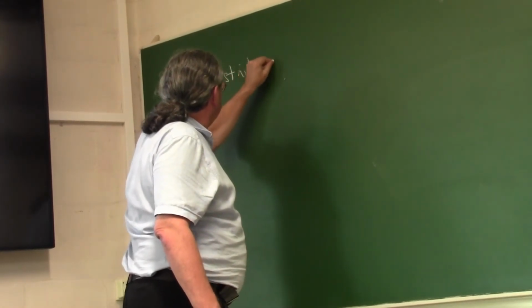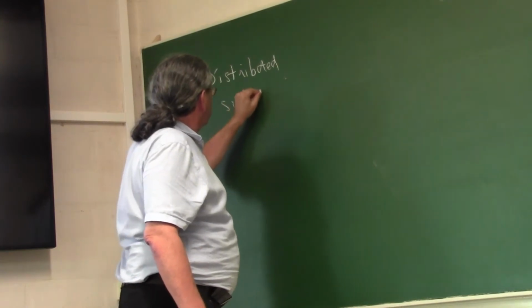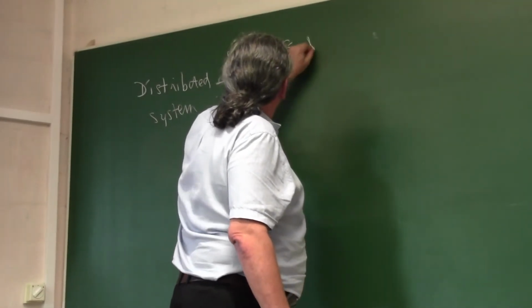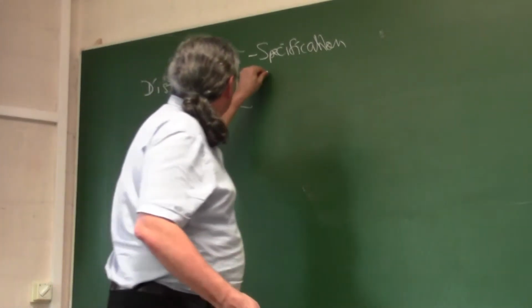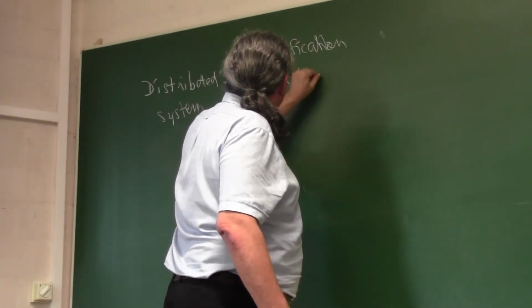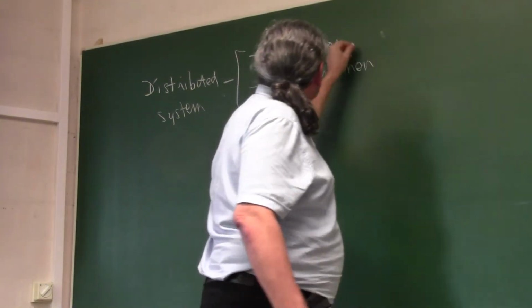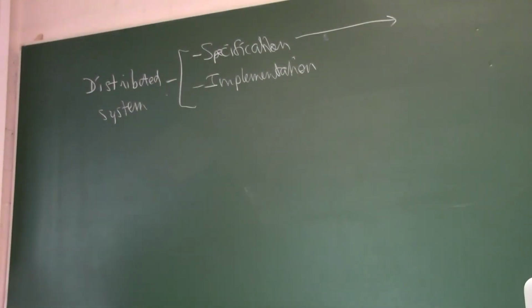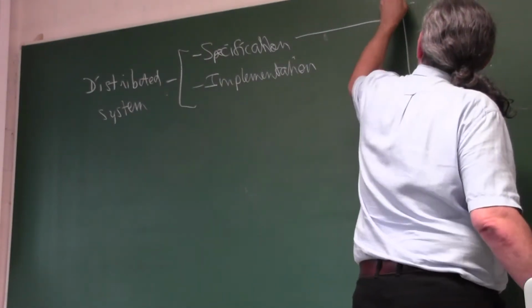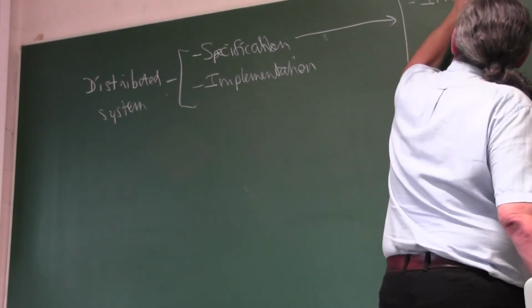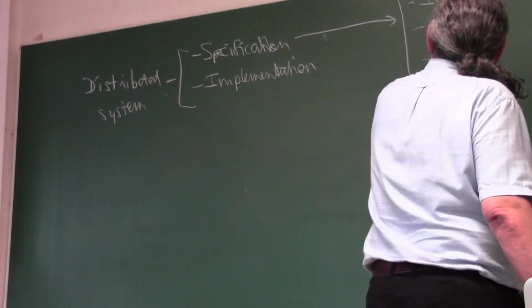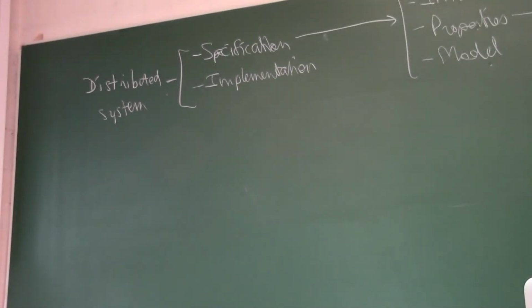to specify and implement distributed systems. So let me make a diagram. We need the specification. So I'm going to make a nice diagram because it shows everything very nicely. Okay, so the specification has three parts: interface, properties, and model. Properties, there's two kinds of properties: safety and liveness.